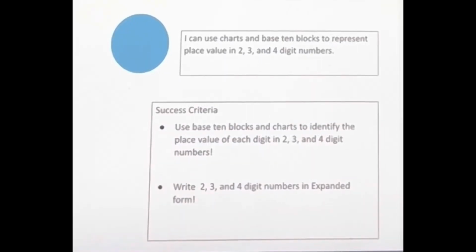The learning target of the day for Wednesday, August 24th is: I can use charts and base 10 blocks to represent place value in 2, 3, and 4 digit numbers. Success criteria: Use base 10 blocks and charts to identify the place value of each digit in 2, 3, and 4 digit numbers. Write 2, 3, and 4 digit numbers in expanded form.